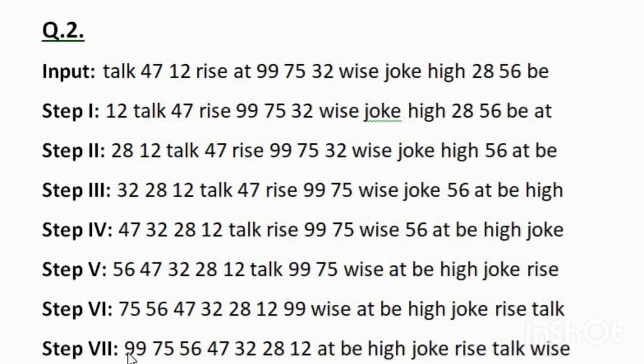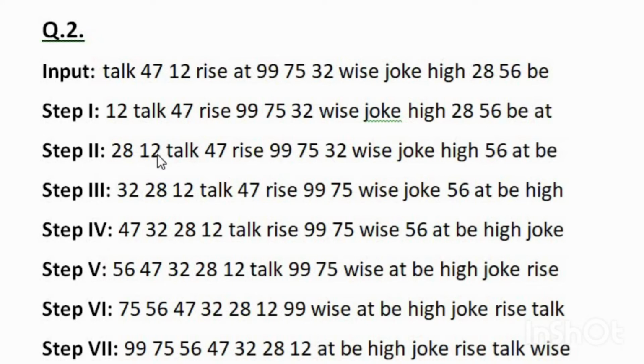In this input, when you look at the last step, it is clear that on the LHS they have arranged the numbers in descending order, that is the decreasing order, 99, 75, 56, 47, like that. And on the RHS they have written the ascending order of words, that is at, b, high, jog, rise, wise, according to the alphabetical order arrangement. I hope you got the logic.